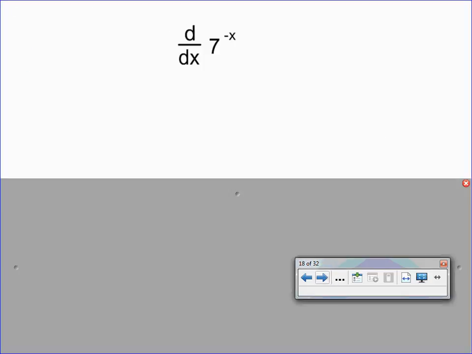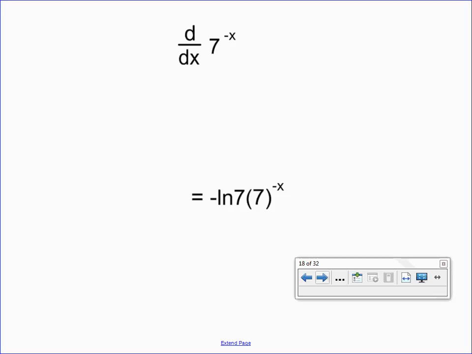Puzzle. The derivative of 7 to the negative x is number 7. Negative ln of 7 times 7 raised to negative x. Oh my gosh, you're giving me fully simplified stuff on the back. You don't have to give me the fully simplified version, but if you can, that's cool too.